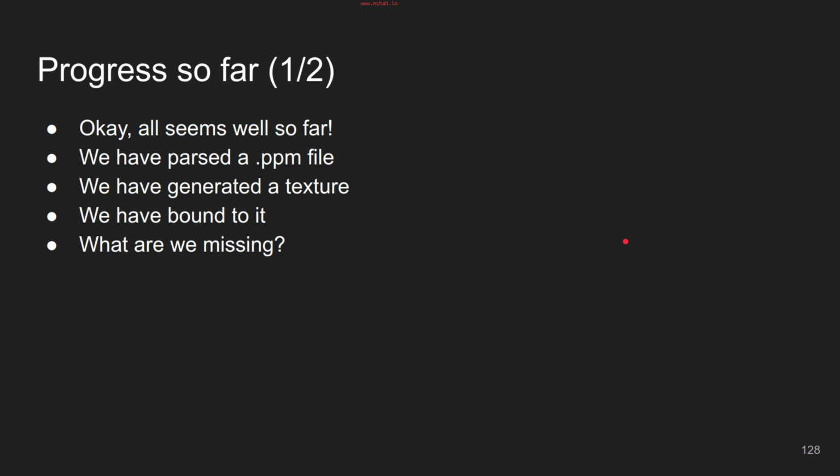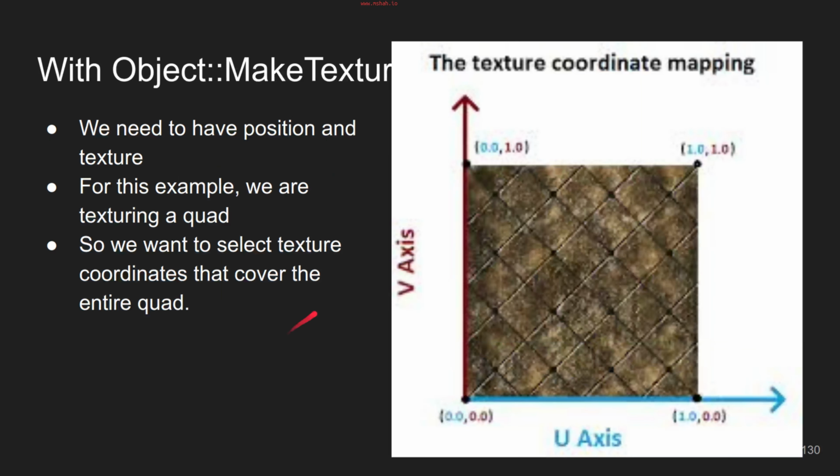Okay, so this seems pretty well so far. We have a texture, we've parsed the ppm, generated the texture, bound to it, and so on. So what are we missing? Well, our texture coordinates and our shader.